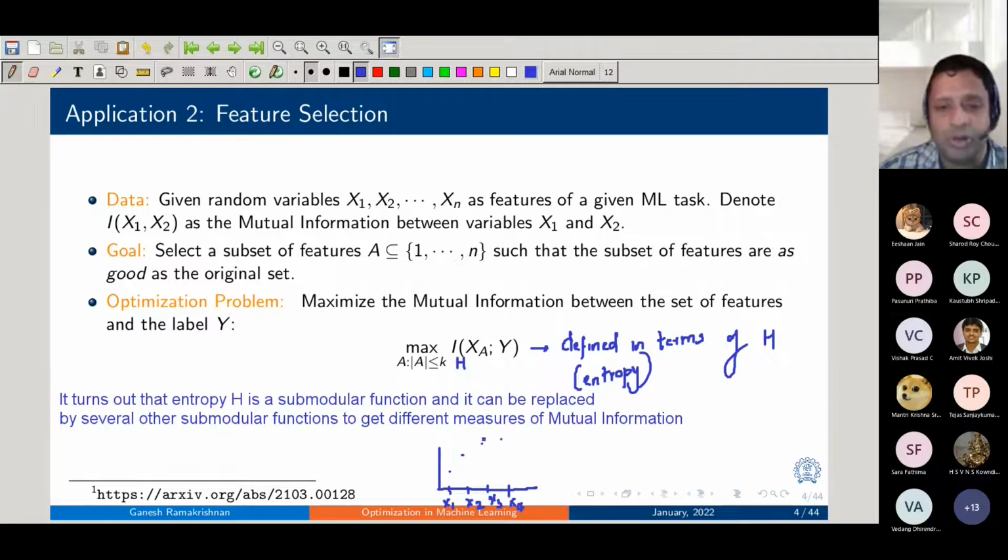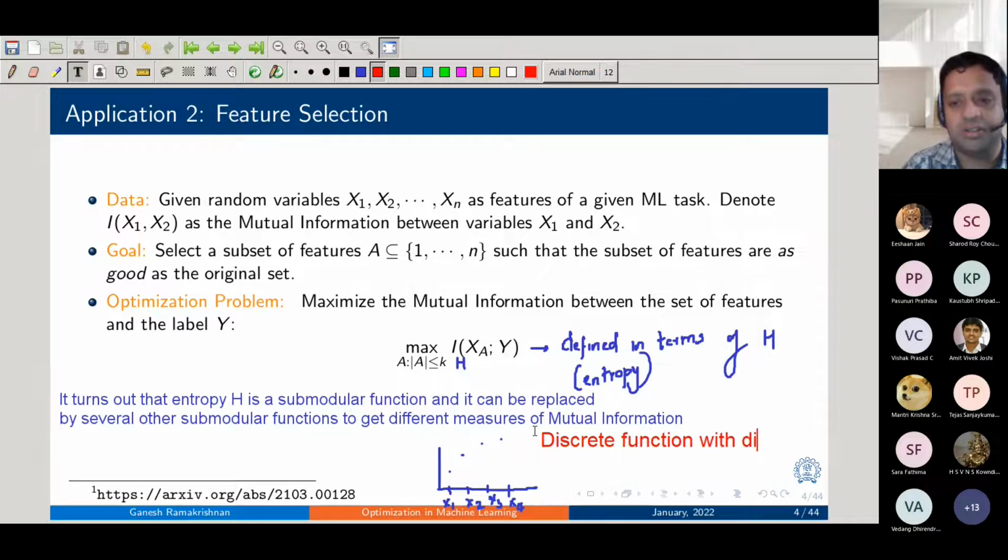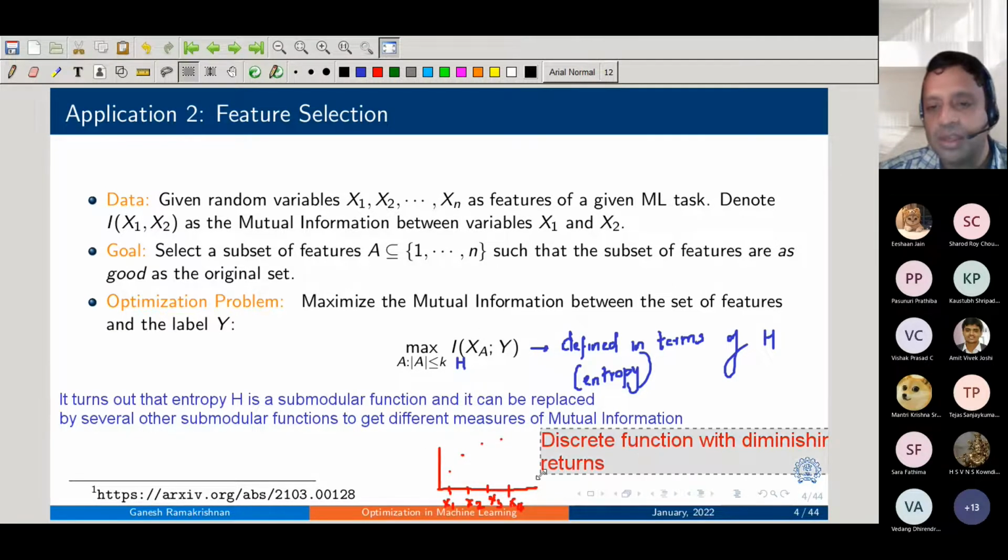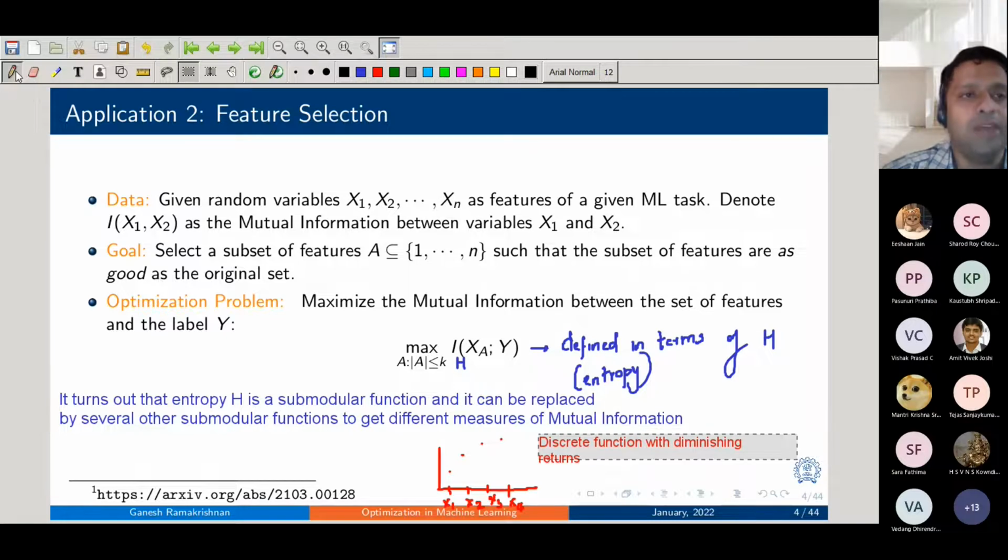It may not decrease. It may still be monotonically increasing. You can interpolate across these, but this is a discrete function, and therefore it might be a little dangerous to do the interpolation. But what we see is a discrete function with diminishing returns. That's what a submodular function is, and it behaves very much like concave functions.